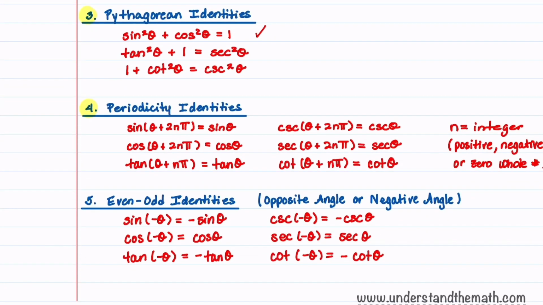We then have periodicity identities. These can be found from the graphs of sine, cosine, and tangent. Next is even-odd identities, or sometimes called opposite angle or negative angle identities. These can also be found from the graphs of sine, cosine, and tangent, and are used extensively in simplifying trigonometric expressions.